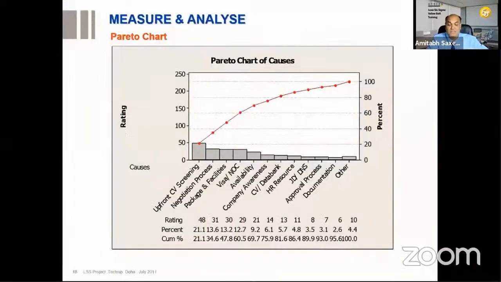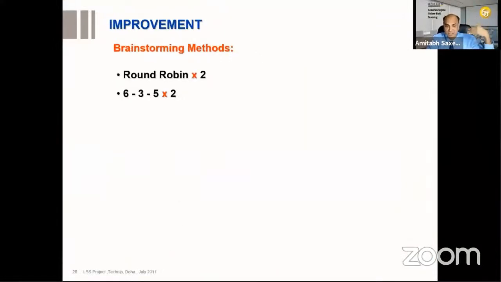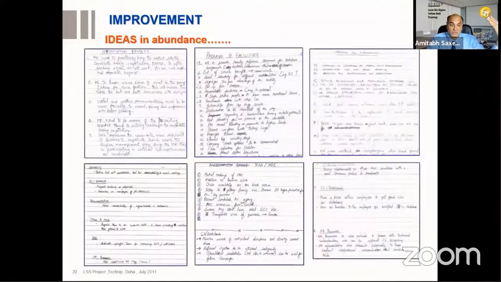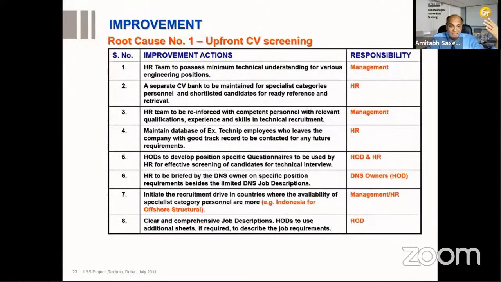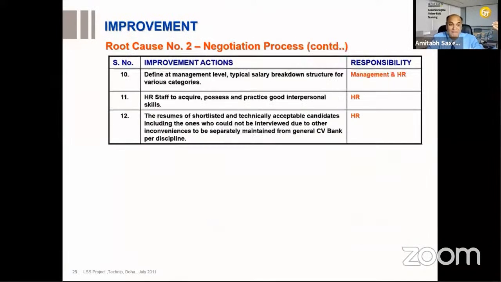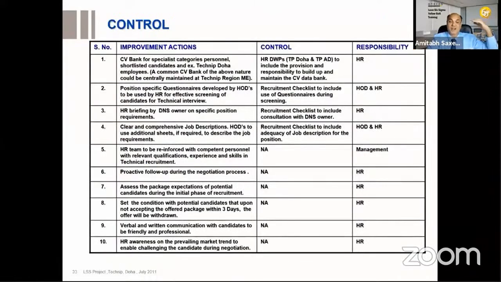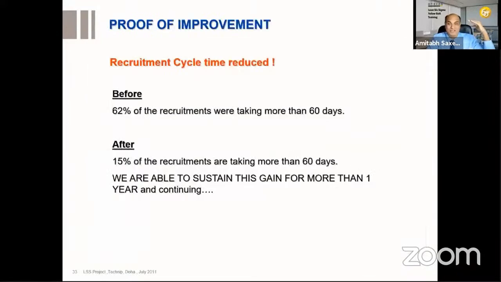We found our root causes. We did a nice brainstorming session, applied different techniques, got lots of solutions, then prioritized those solutions in the improve phase and made a nice implementation plan. We are in the improve phase right now. And once we have improved, the recruitment cycle time is reduced, and we need to sustain this for a long, long time. That is very important. Sustenance is important.